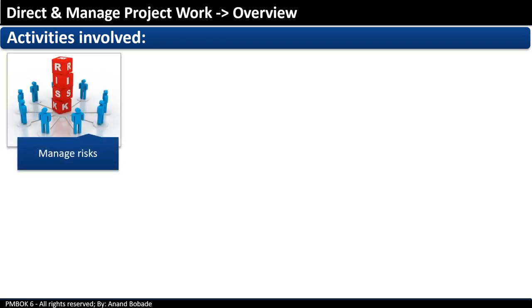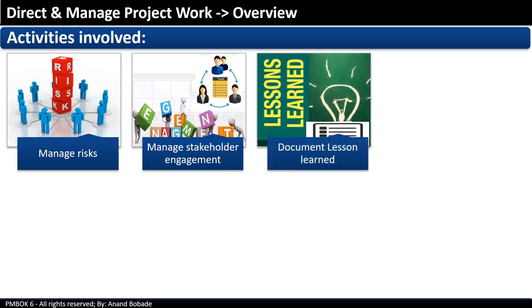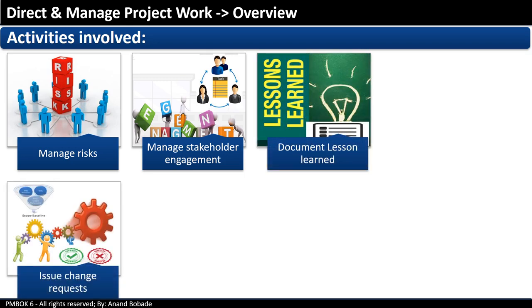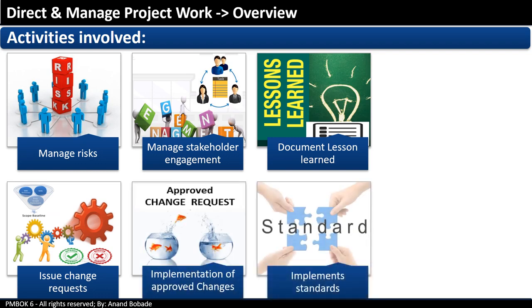Further activities include managing risk. So this is where the project manager will proactively manage risk, manage stakeholder engagement, document lessons learned, issue change requests, implement approved changes, implement standards. For example, in software, the project manager will ensure appropriate software standards, coding standards are implemented. In a construction project, the project manager with the help of his quality assurance team will ensure required quality standards, construction standards are implemented.